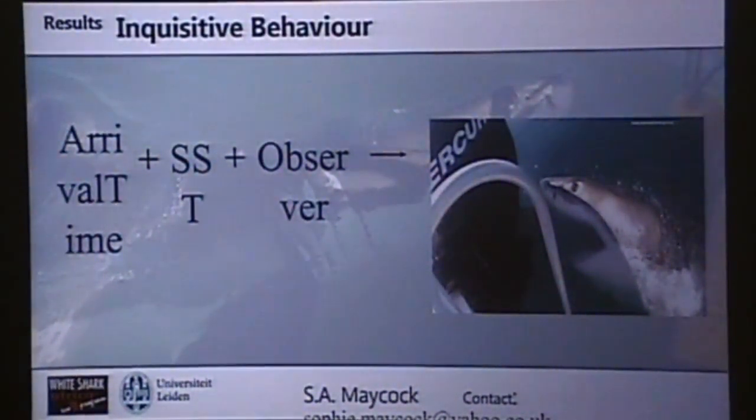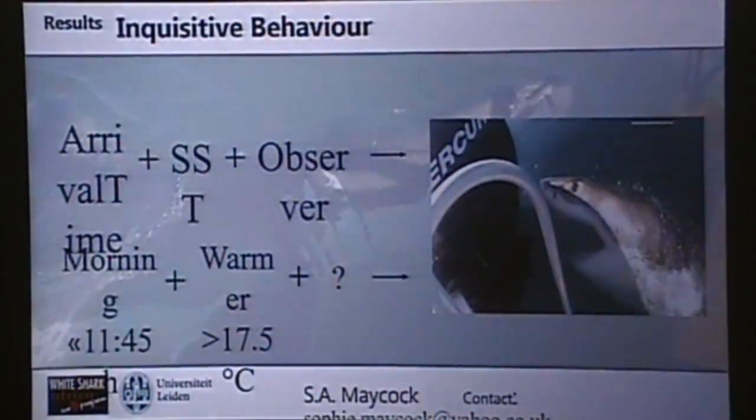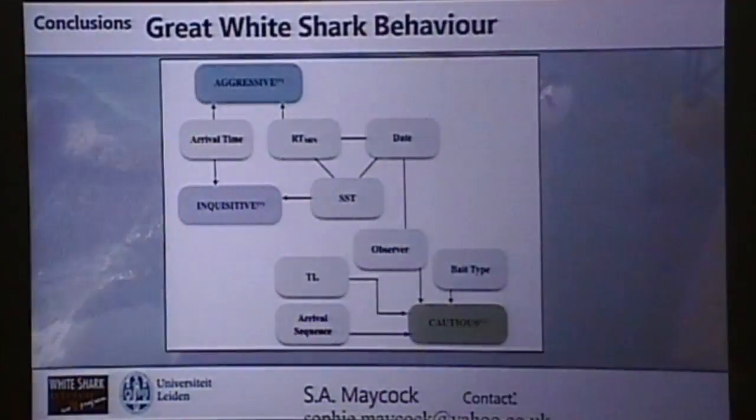Interestingly, our model for inquisitive behaviour was also simplified to include the arrival time, but also the sea surface temperature and also the observer that was taking the data on that day. So what this means is that if the arrival time was in the early morning, the sampling showed that there was more inquisitive behaviours at that time. And also we saw more inquisitive behaviours with warmer waters. So this was above 17.5 Celsius. Now, the effect of the observer is a little bit more difficult to untangle. So let's have a look at all of the significant variables together.